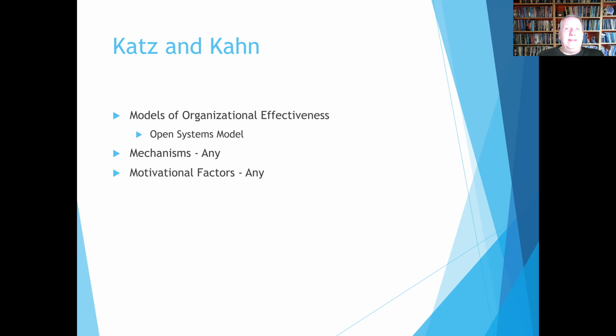When we look at what Katz and Kahn and open systems theory mean for the mechanisms of control and the motivational factors, you don't see any of those boxes shaded in the Tompkins textbook, because it can favor and value any of the mechanisms for coordination and control. It can also favor any of the motivational factors because it really does depend upon the organization. It depends upon the unique environment the organization finds itself in, and that path in equifinality, that path that the organization has chosen to try and achieve and maintain its balance with its external environment.